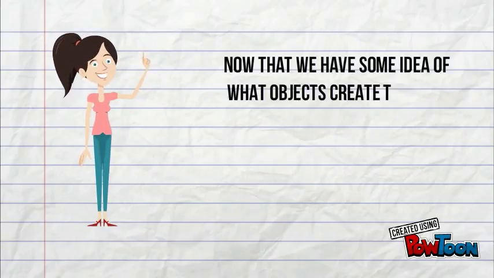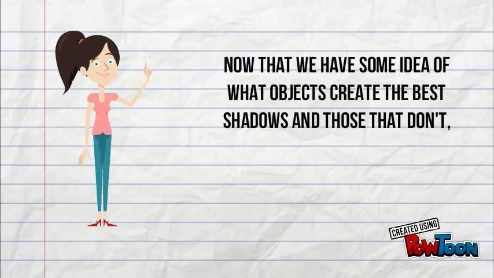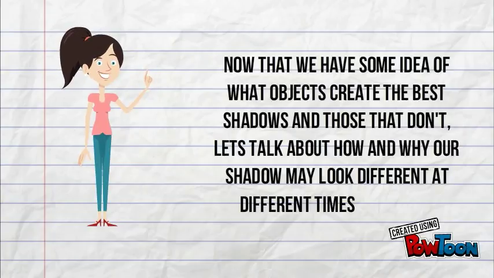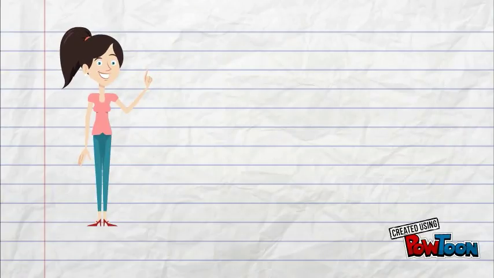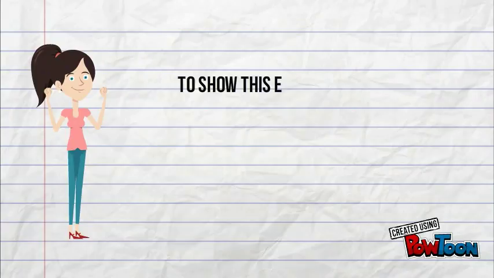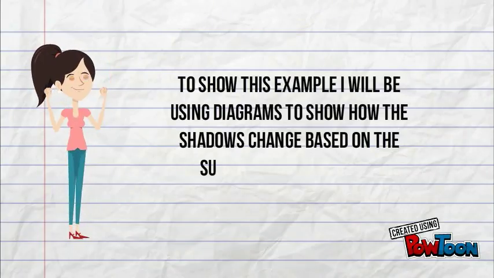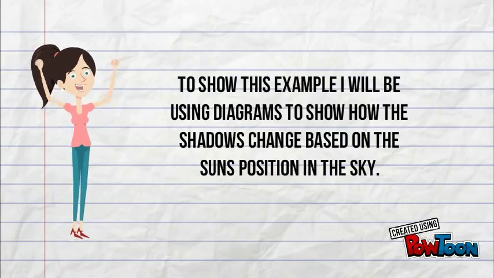Now that we have some idea of what objects create the best shadows and those that don't, let's talk about how and why a shadow may look different at different times of the day. To show this example, I will be using diagrams to show how the shadows change based on the sun's position in the sky.